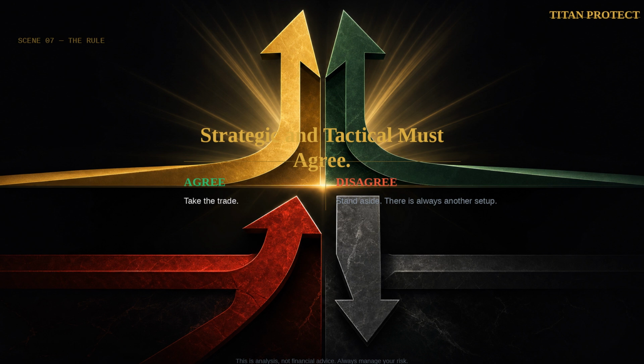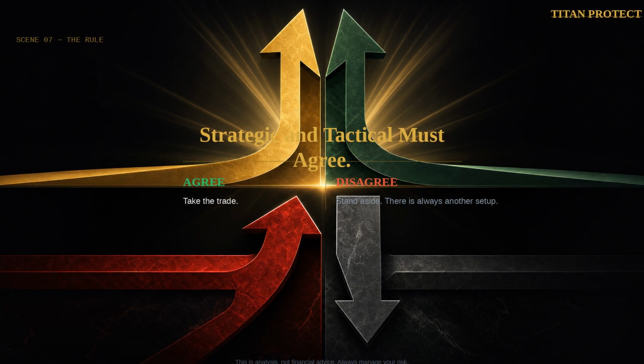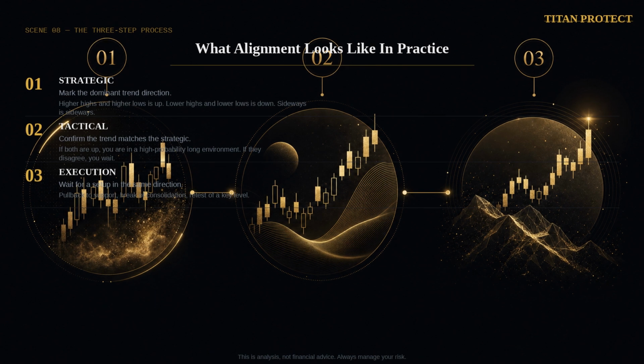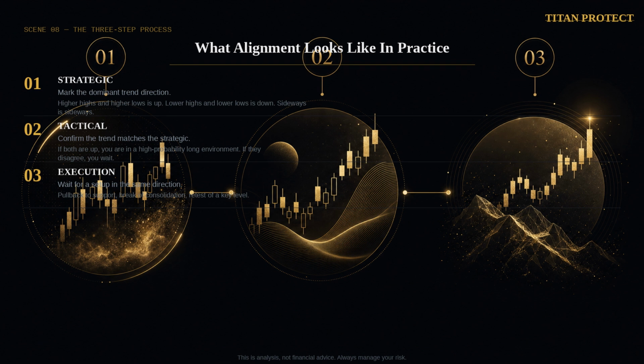Step 3. Open the execution time frame. Wait for a setup that fires in the same direction as both higher time frames. Pull back to support, break of consolidation, retest of a key level. The setup itself is normal. The context that surrounds it is what makes it high probability.